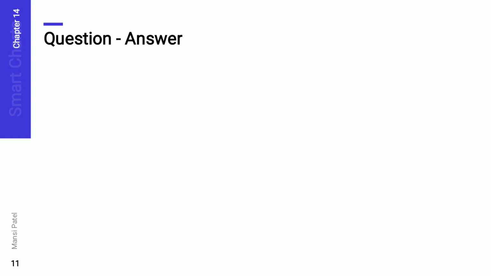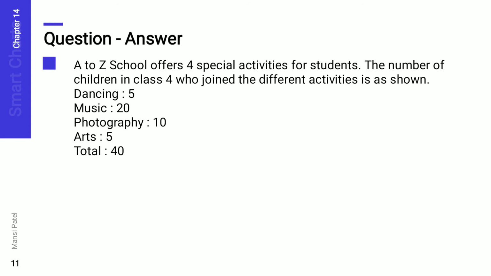Now let us see the next question. Here they were given A to Z school. This A to Z is the name of the school that offers 4 special activities to the students. The number of children in class 4th who join these different activities is shown below. The total number of students is 40.